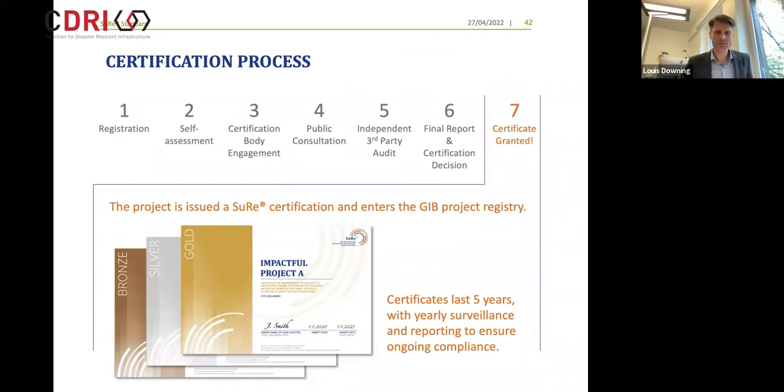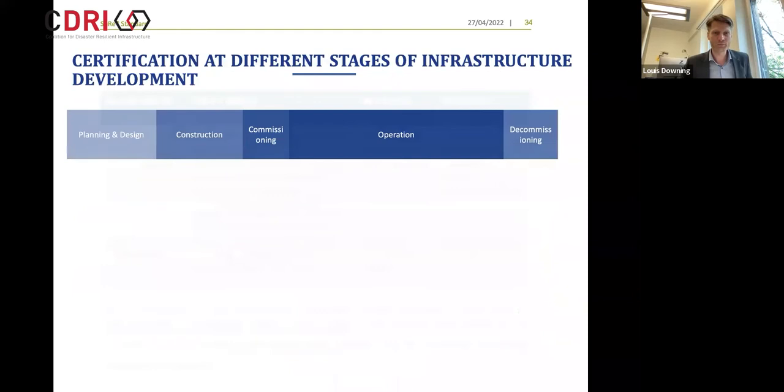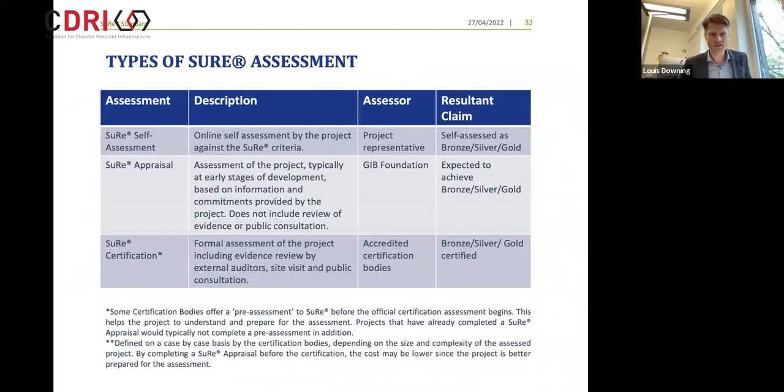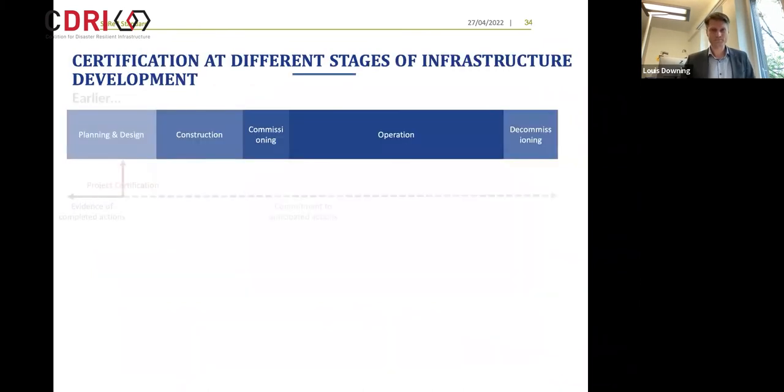Then the self-assessment and the appraisal have similar processes that are a little bit simplified. The self-assessment is basically an online checklist, and the appraisal is a set of workshops, and it's less of an external audit, and more of an inclusive process in which we really try to identify project improvements.